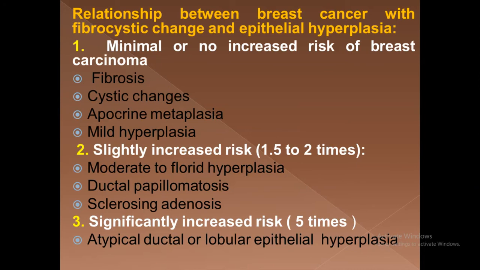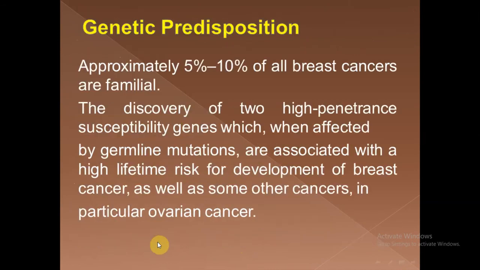We have some types of lesions that carry a slightly increased risk of breast cancer, which accounts for 1.5 to 2 times increased risk. These include moderate to florid hyperplasia, ductal papillomatosis, and sclerosing adenosis. The lesions with a significantly increased risk of breast cancer include 5 times increased risk. These are atypical ductal or epithelial or lobular hyperplasia. If lobular hyperplasia or ductal hyperplasia is associated with atypia, then there will be significant increased risk of malignant transformation.